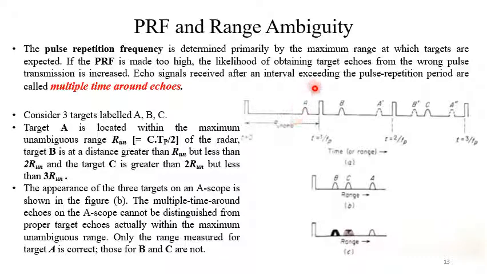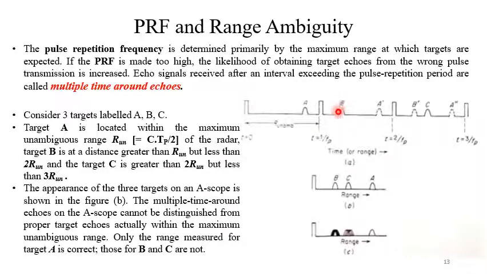So we will consider three targets: target A, target B and target C. We have chosen the pulse repetition frequency in such a way that this is the maximum range, which is called the unambiguous range, because if the target is present within this range, then for the current pulse, the radar's receiver will receive its echo.